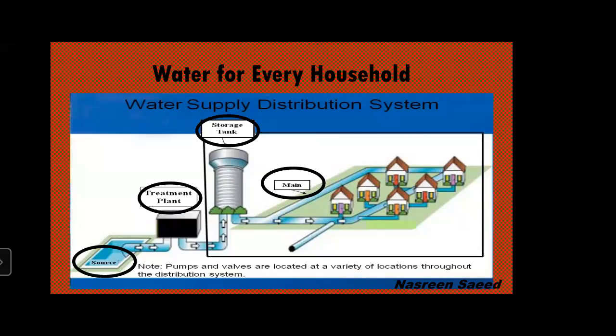Now in the locality, small pipes are used to distribute water to individual houses. So first we get water from the source, then we purify it, then we send it for storage. Whenever it is required, through the main line, the water is supplied to the houses. So I hope this is clear. Let's move ahead.